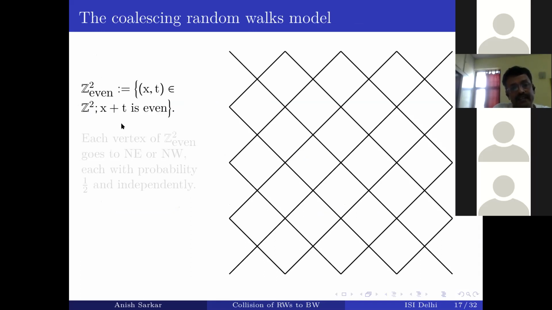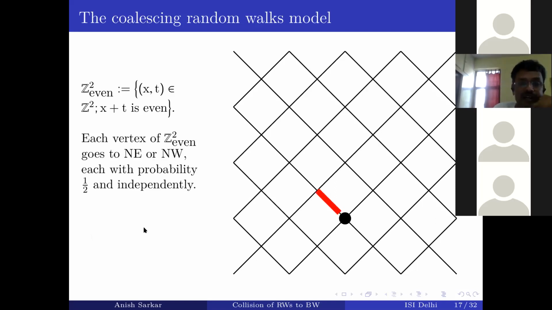So x and t are such that x plus t is even. So think of this as 0, 0, then this is 2, 0, this is 4, 0, and this is 1, 1, and this is minus 1, 1, and so on. So you are removing some of the points, the oriented lattice. Now we want to define a sort of random walk on this in a certain way.